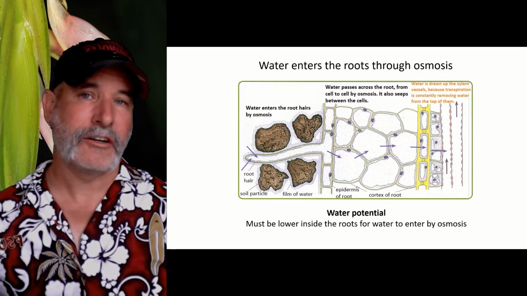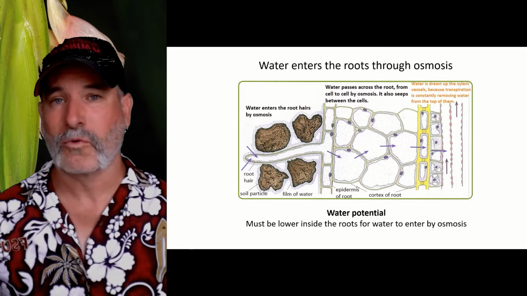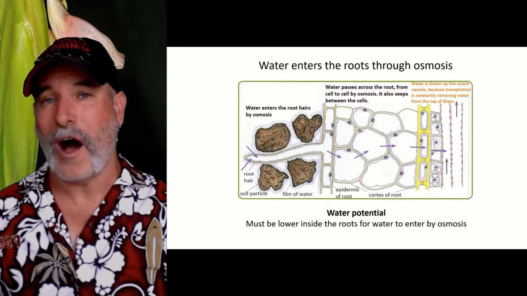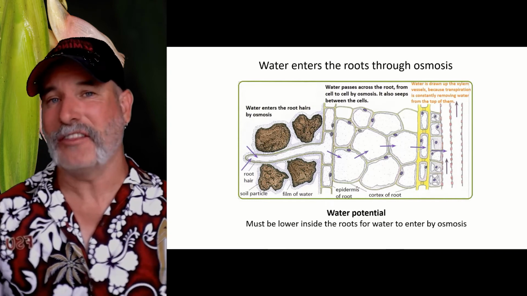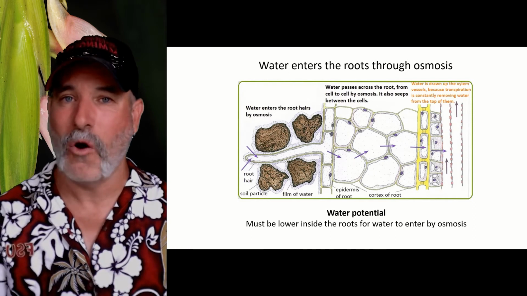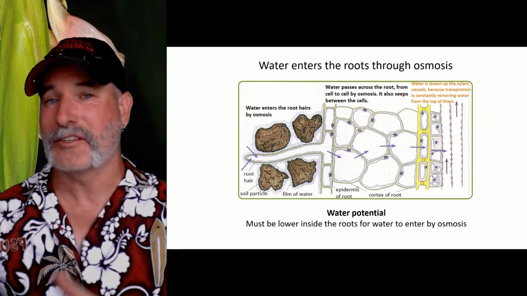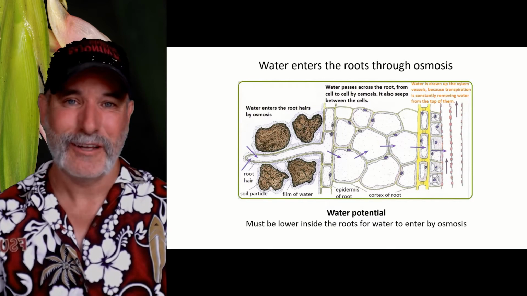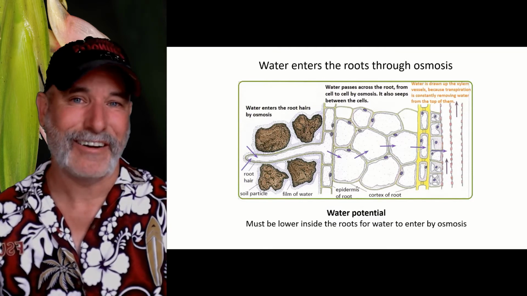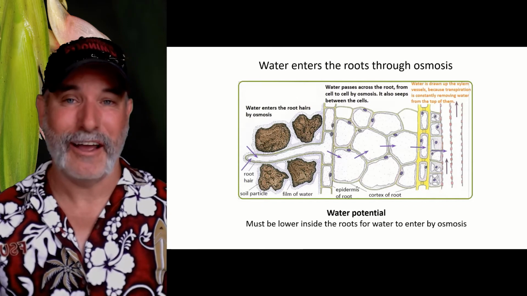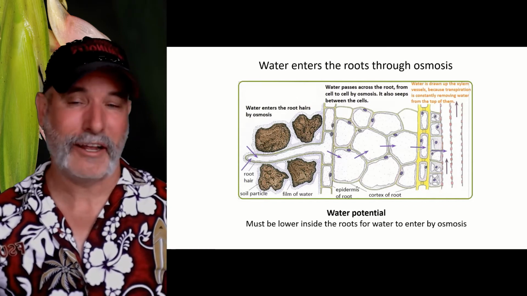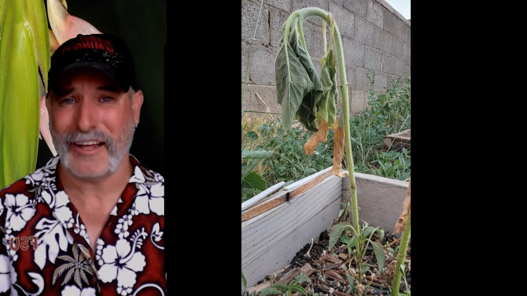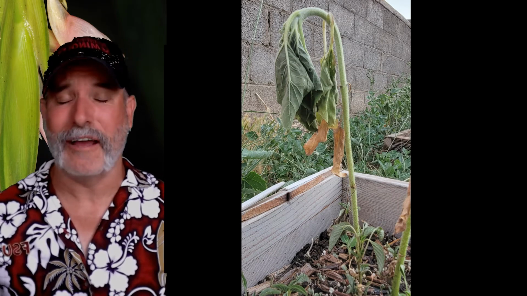And if water is going to flow into a root from the soil, that means one thing. The water potential inside the root has to be lower than the water potential in the soil. Remember, high to low. So water potential in the soil will always be higher than in the roots. If not, your roots dry out, your plant dries out, and you have a very sad, wilty plant. Or eventually it'll even die.